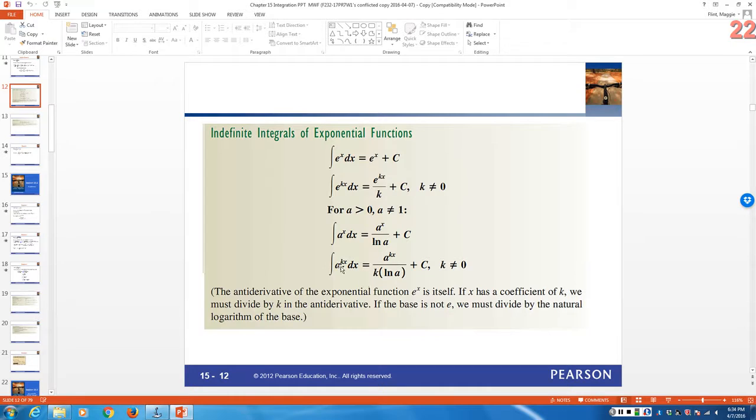And then a to the kx would simply be the same as what we did with e to the kx. It will be a to the kx over k times the natural log of a. So that last one is actually just a combination of the third one and the second one. It's saying there's nothing special about a being the base. If you've got a constant in your power, bring the constant down to the denominator and divide by it.